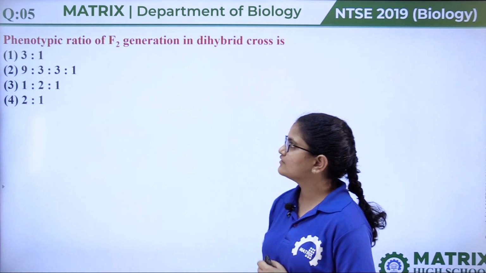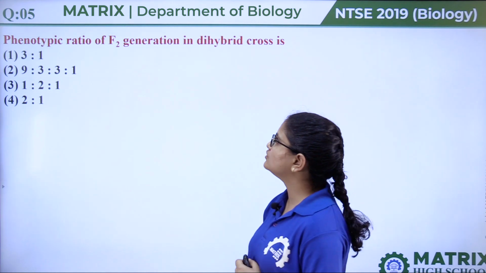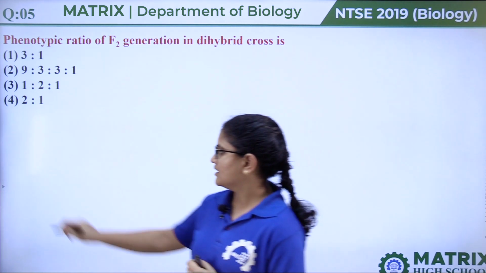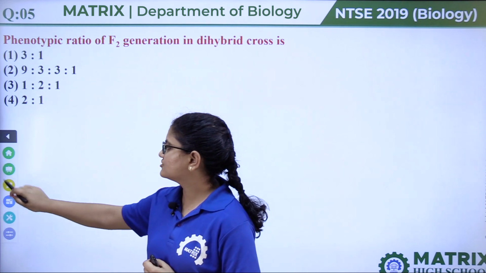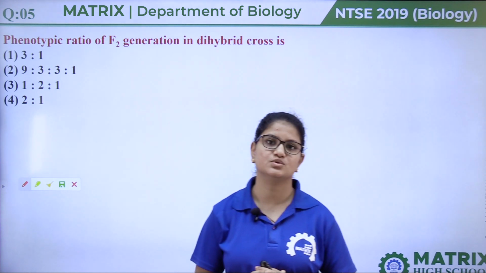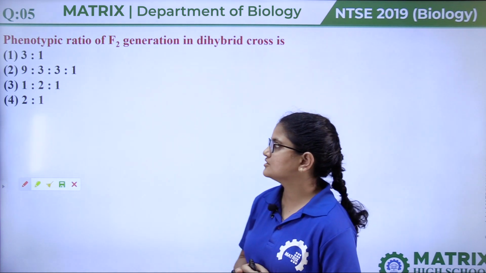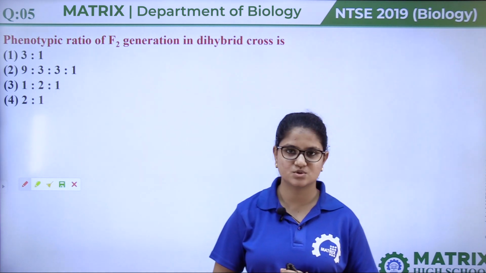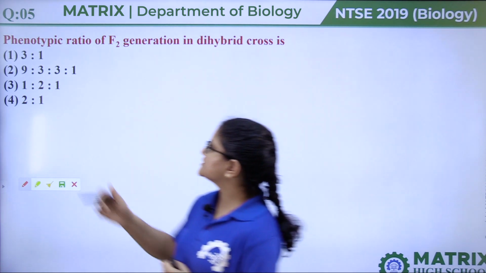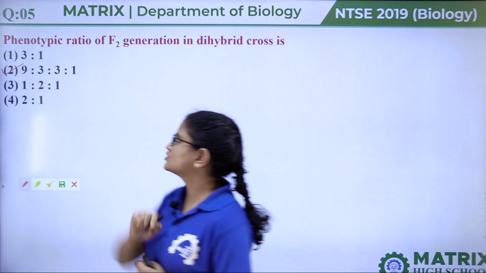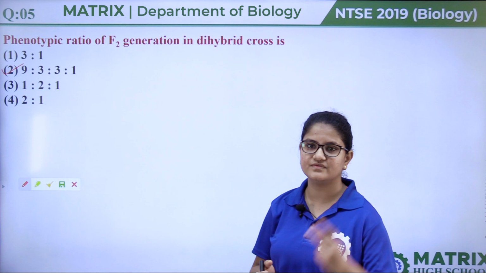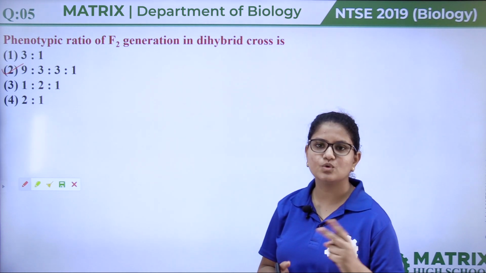Next is the phenotypic ratio of F2 generation in dihybrid cross. Option 1 is 3:1, option 2 is 9:3:3:1, option 3rd is 1:2:1, while option 4th is 2:1. Its answer is 9:3:3:1. In dihybrid cross, we take two characters.